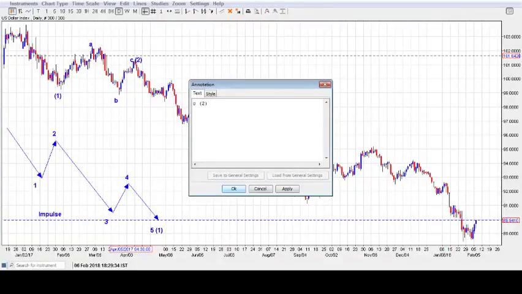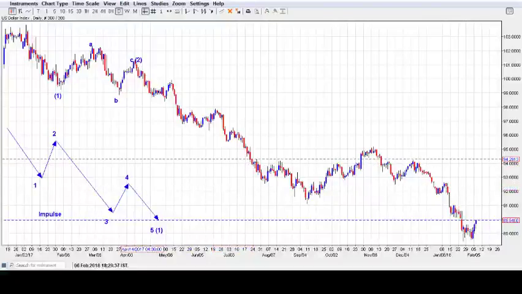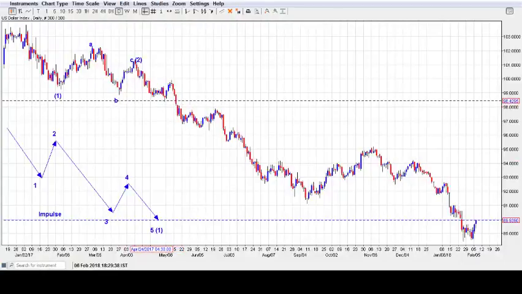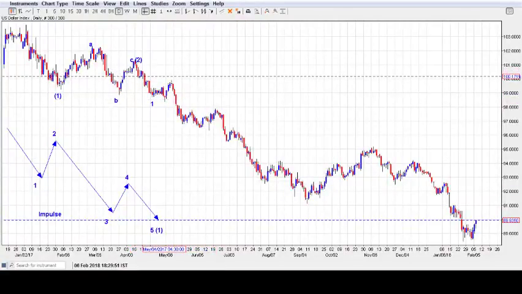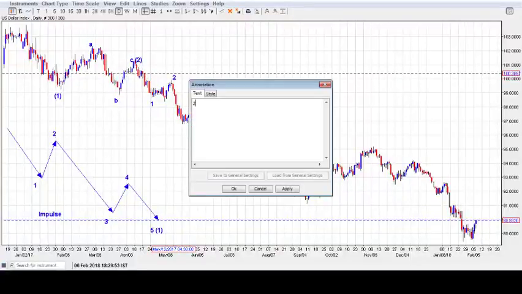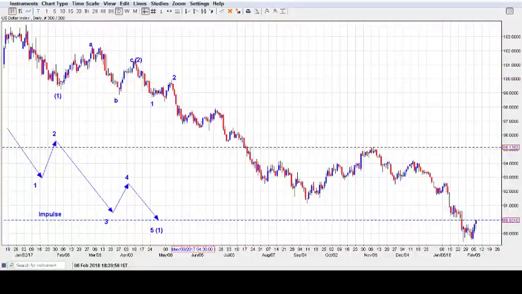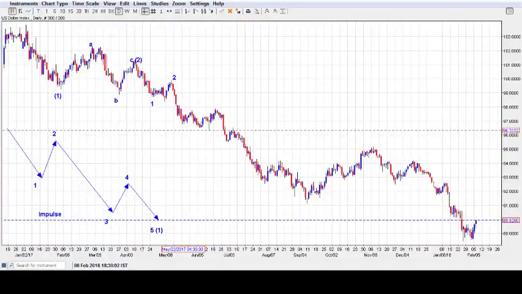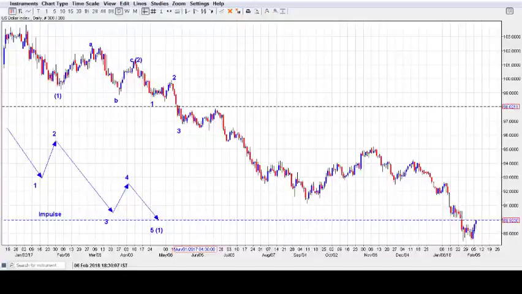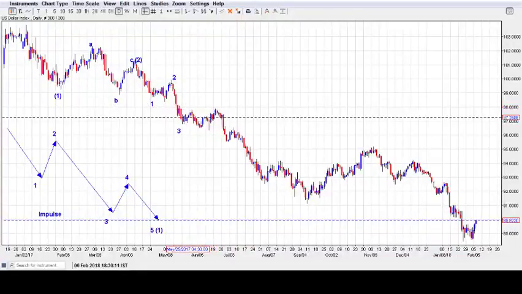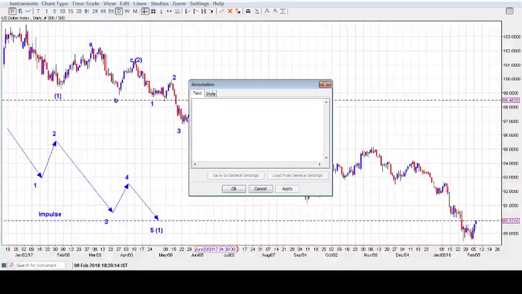ABC, the second wave, as it is called. Wave 3 now would subdivide into 5 waves, right? So let's try and plot that. I'm not doing the subwaves for the fourth wave here. It's an ABC wave 4.